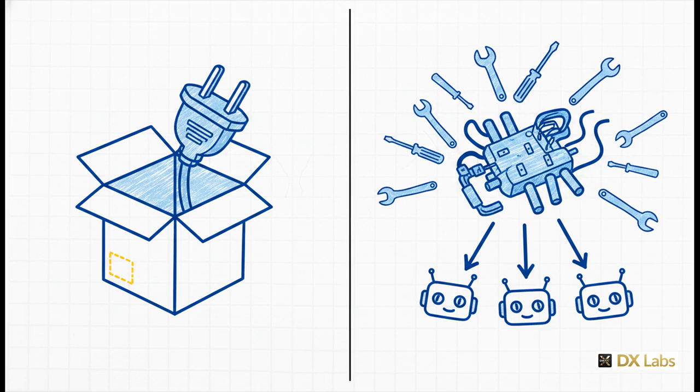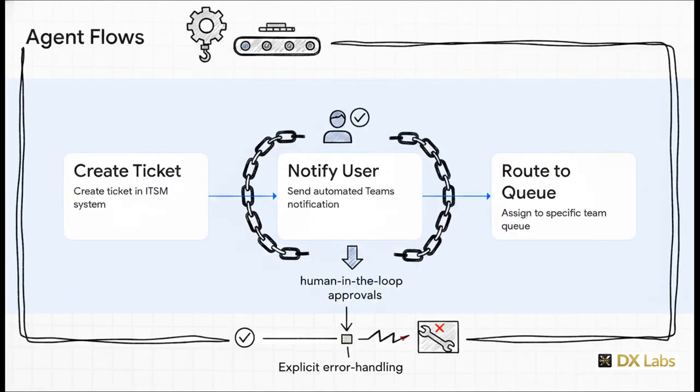But what if your action requires a bunch of different steps? Well, just like a super strict logistics assembly line, some actions literally cannot happen out of order. Technically, an agent flow chains together connector actions into a multi-step deterministic sequence. It allows for things like human-in-the-loop approvals or parallel branches.